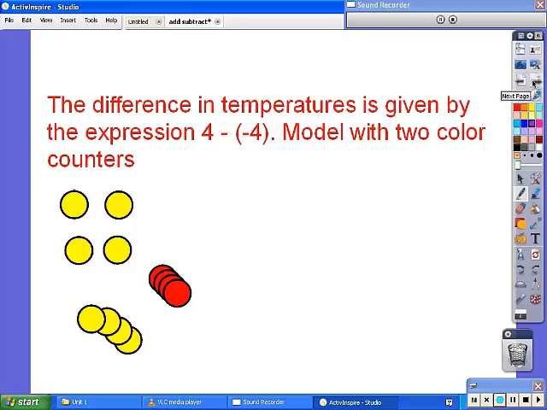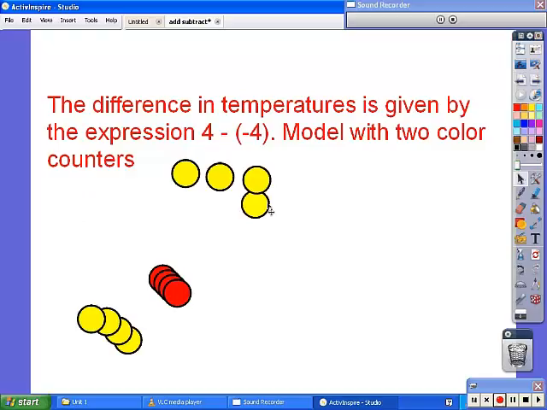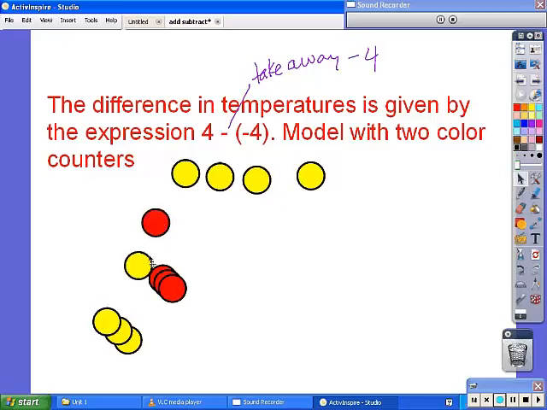Okay, subtraction. The difference in temperatures is given by the expression 4 minus a negative 4 modeled with two color counters. Okay, so remember, here's a positive 4. Okay, it's saying take away negative 4. Well, do we have negative 4 to take away? No. So what we need to do is add 0 pairs, because if you add this 0 pair, it's just saying 4 plus 0. We have not changed the problem at all.